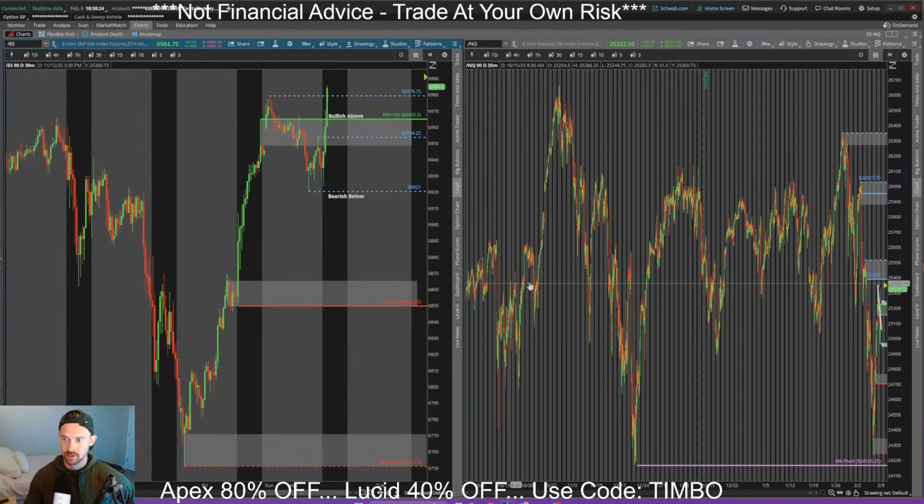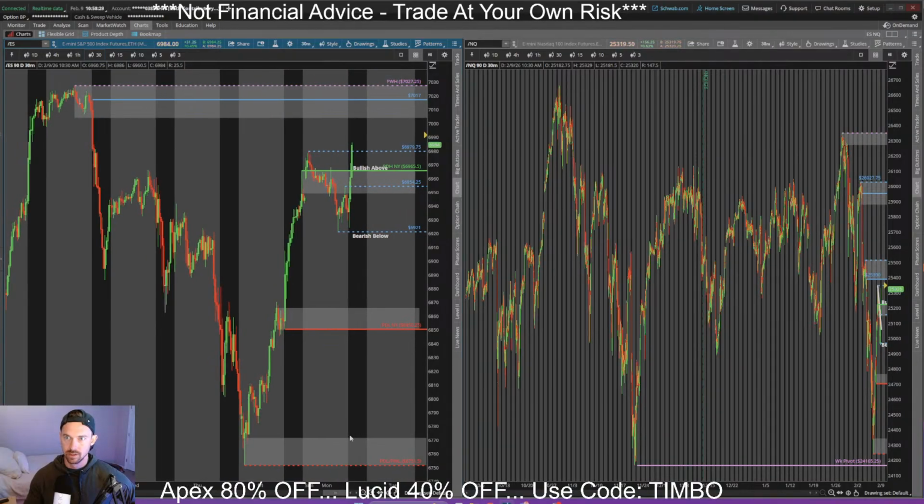Let's go like a 30-minute. And the next zone up here would be, let's see, just around a little beyond that 7,000 number, but could see some resistance at that 7,000 area for sure on ES.